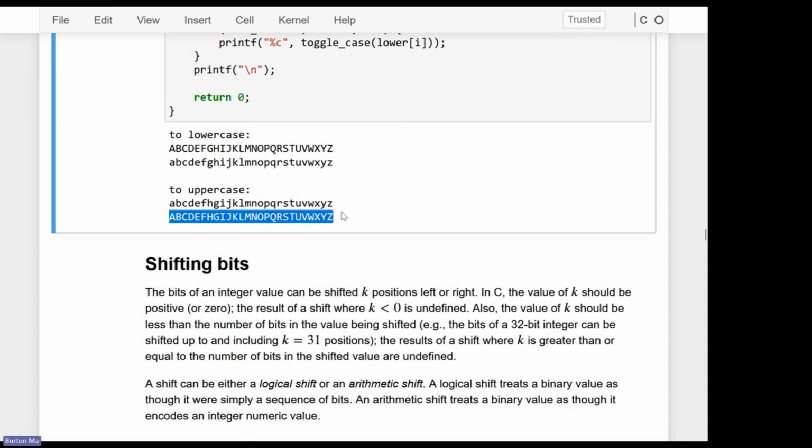OR will only go from uppercase to lowercase. It won't go the other way around. So if you start out with a lowercase letter and take the OR with 32, you get some funny result.